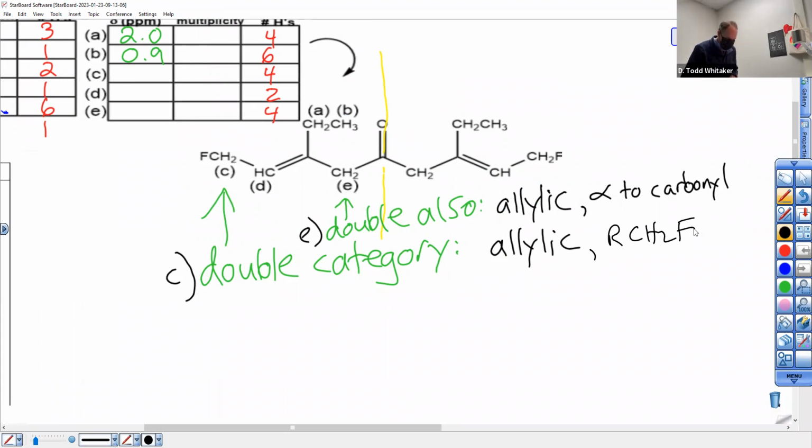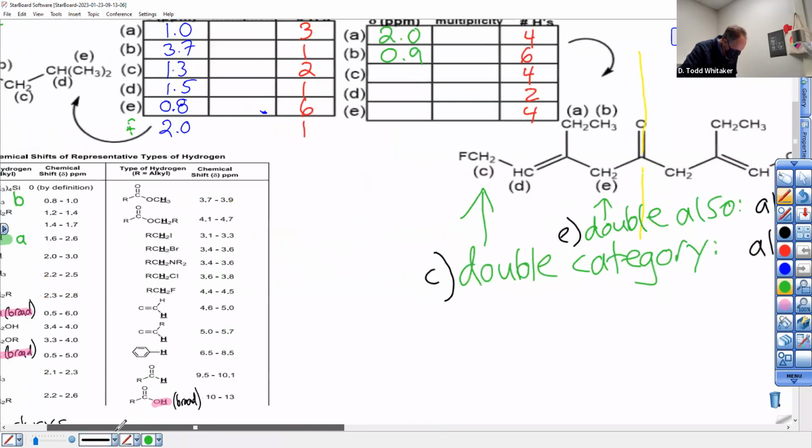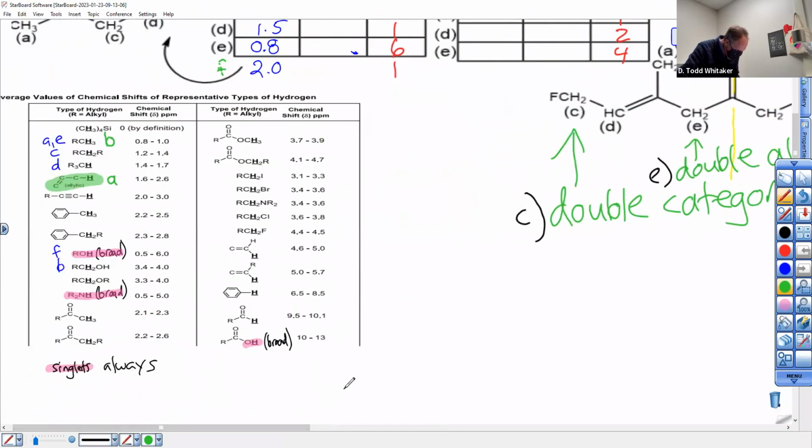D is nothing special, but it's called vinyl. D is called vinyl because it's right on the alkene, right? So I'm going to write the word vinyl over here. Vinyl.